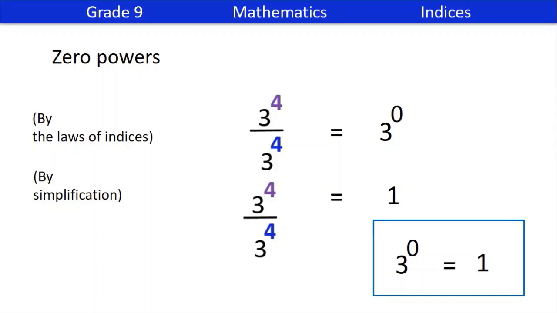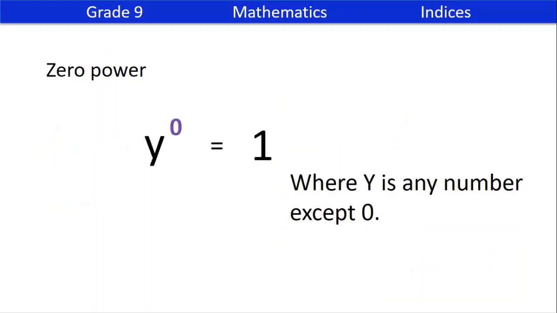And guys, that's not only for 3. So simply, finally we can say if it is y to the power 0, it is equal to 1 in maths, where y is any number except 0.